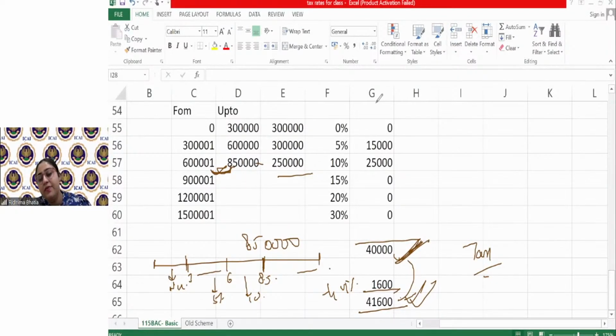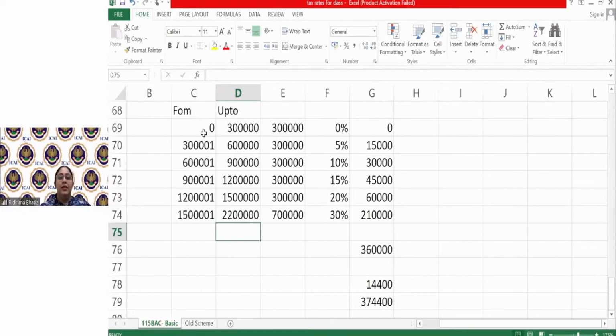The correct answer is 3,74,400. Those who are telling me 3,60,000, they are right also, but still they are wrong because never give the tax answer without cess. From the first 3 lakhs, 0. Next 3 lakhs, 5%. Next 3 lakh, 10%. Next 3 lakh, 15. Next 3 lakh, 20. And on the amount of income above 15 lakh, which is the 7 lakh, 30%. Total comes to 360. 360 plus cess of 4%. Total comes to 3 lakh 74,400.